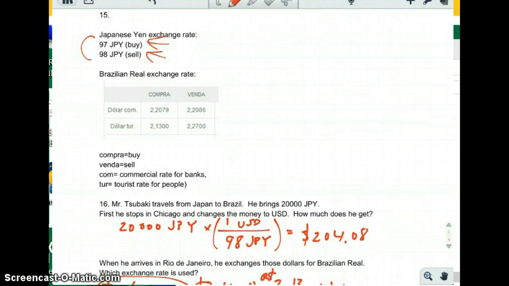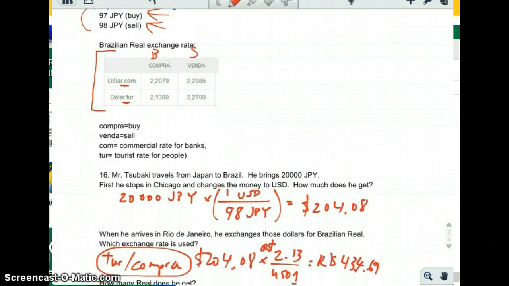Now the Brazilian exchange rate is a lot more complicated. In addition to sell and buy, they also have dollar comercial and dollar turismo. So the tourist dollar is of course a terrible rate because it's for tourists, and the commercial rate is for banks, so it's good. If you can see, the spread between the commercial buy and the commercial sell is very close.